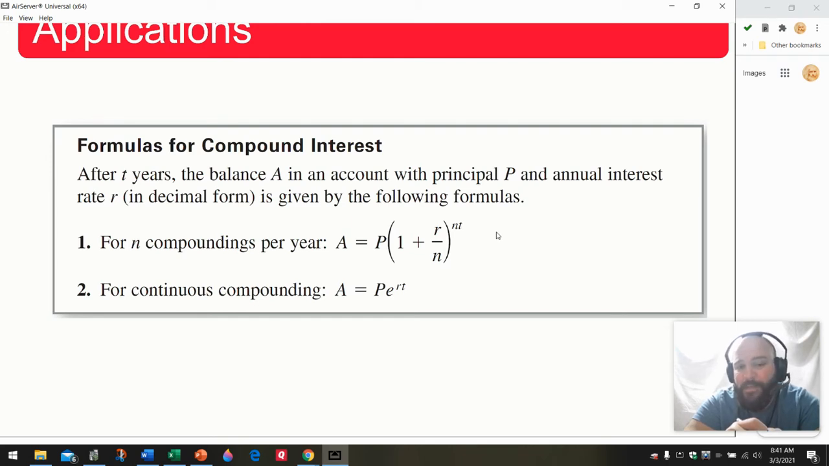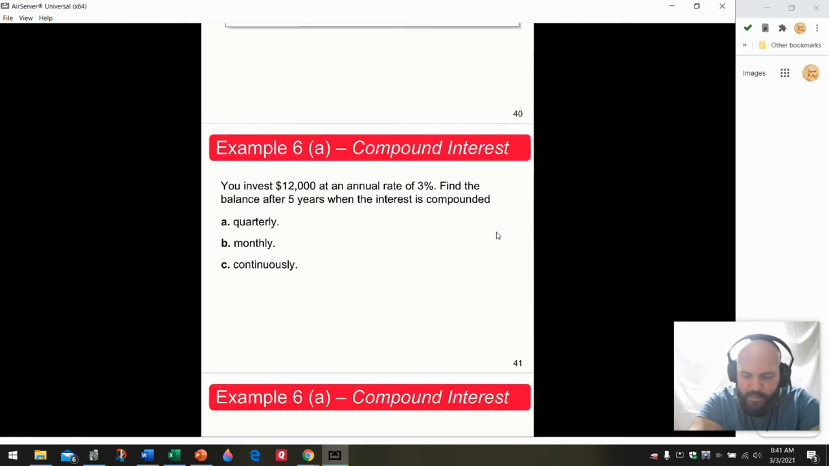You can see that that formula is easier because it doesn't have to worry about how often the interest is being compounded, because it's being put in continuously. So depending on the problem, you will use one of those two formulas. It really depends on how often the interest is being compounded. So let's take a look here.